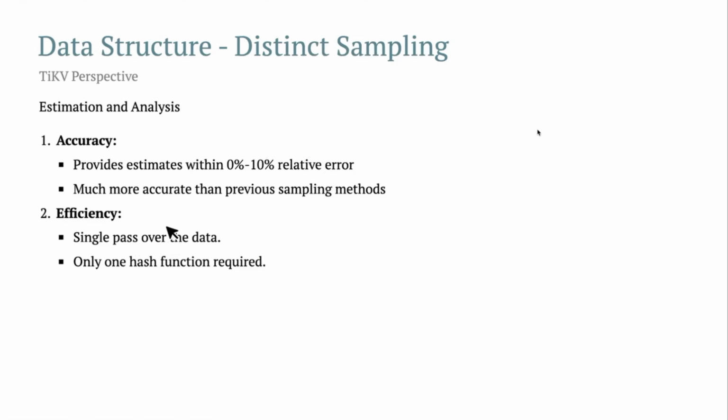The algorithm is also very efficient, because it only requires a single pass over the data. We only grab the data from TiKV once, calculate the FM sketch, and send the NDV back to TiDB. Also, only one hash function is required. We picked a really fast hash function from the open source community, and we only have one hash function to calculate. It's really good, because compared to the original FM sketch, if you want to improve your accuracy, you need to use different hash functions to do the calculation.